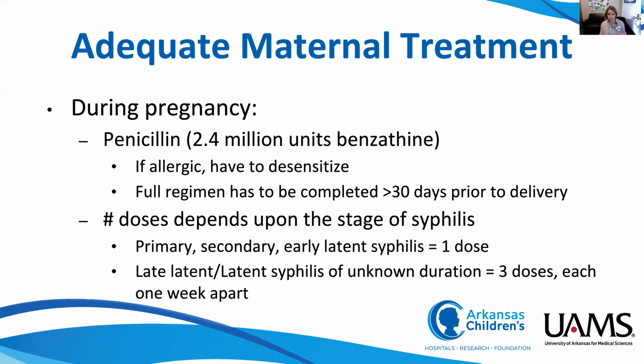The number of doses depends upon the stage of syphilis. For primary, secondary, and early latent syphilis, as I mentioned earlier, you just need one dose of Bicillin. If you can catch the moms in that group, then awesome, just one dose. But if it's late latent or latent syphilis of unknown duration, you've got 3 doses, each 1 week apart, and the moms cannot miss a dose. If you miss a dose and miss a week, you have to start completely over. So making sure these moms have adequate follow-up and retention is a really difficult thing at times, and whatever can be done to empower them should be done.